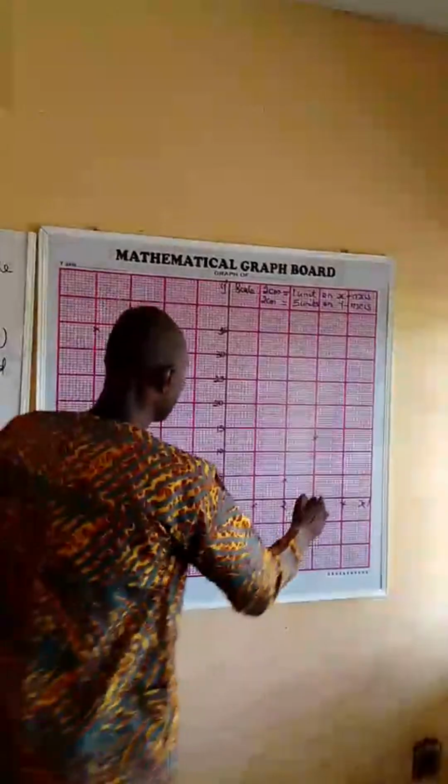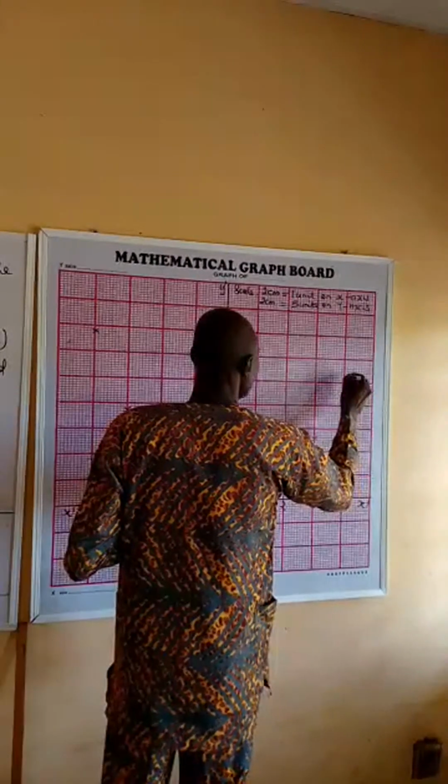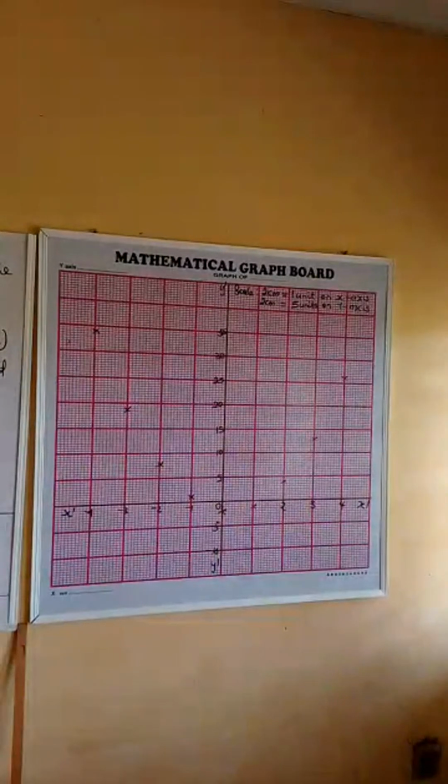So now I'm going to take 4 to 26. 25, 26. This is now the quadratic graph. That is now the quadratic graph.